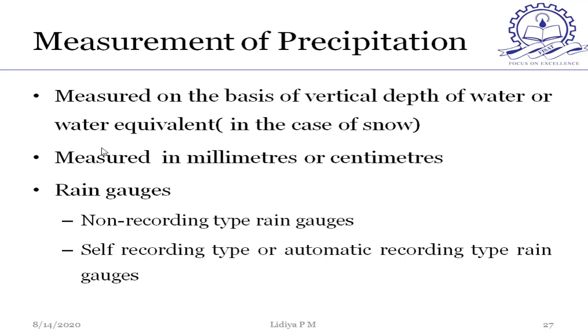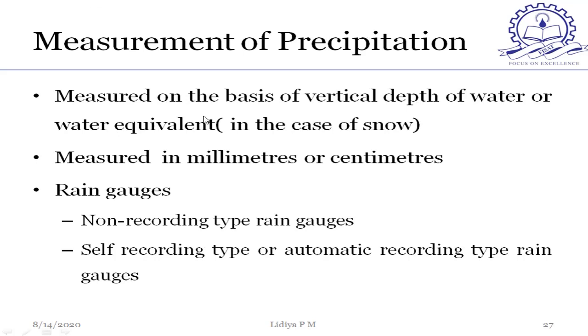In the last video, we discussed different forms and types of precipitation. In this one, we will study the measurement of precipitation. Why are we to measure the precipitation? For hydrological design, it is necessary to have the records of precipitation for a long period.